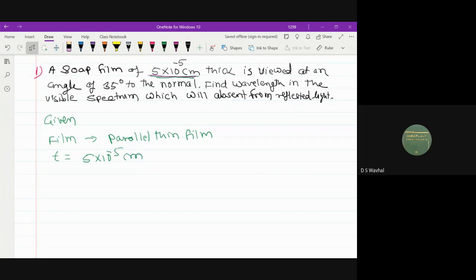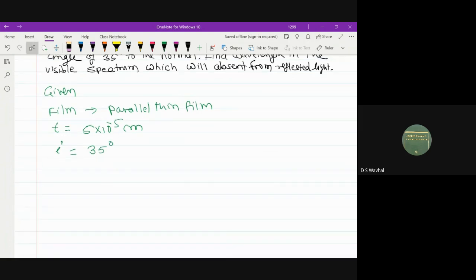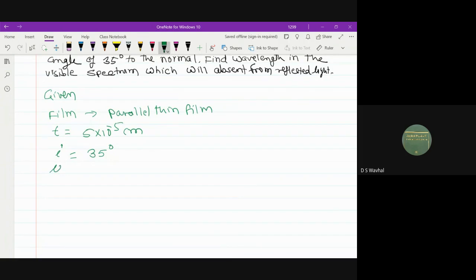Then this film is viewed at an angle of 35 degree to the normal. It means angle of incidence is given, i is given, that is 35 degree. Now the mu refractive index is not mentioned here, but since this is a soap film, it's water, so we have to take mu equals to 1.33. Refractive index of water is 1.33.